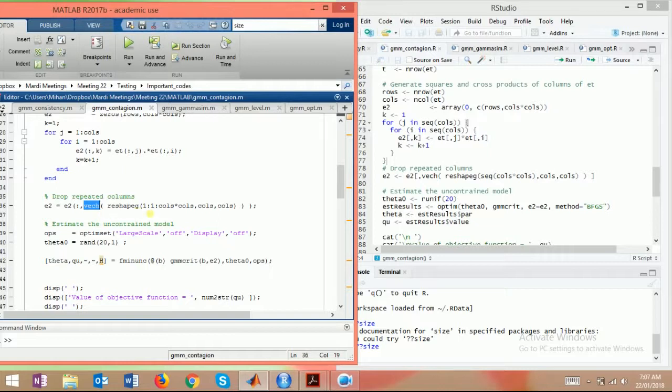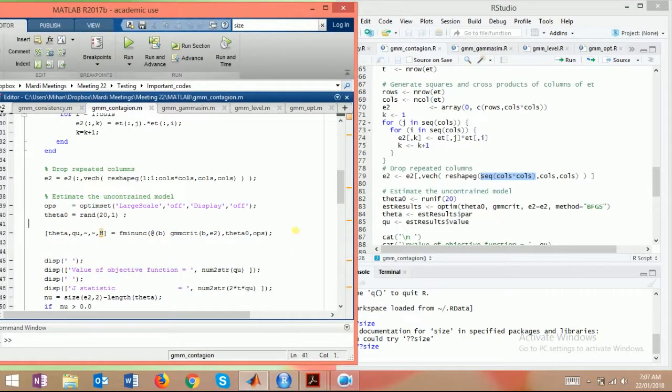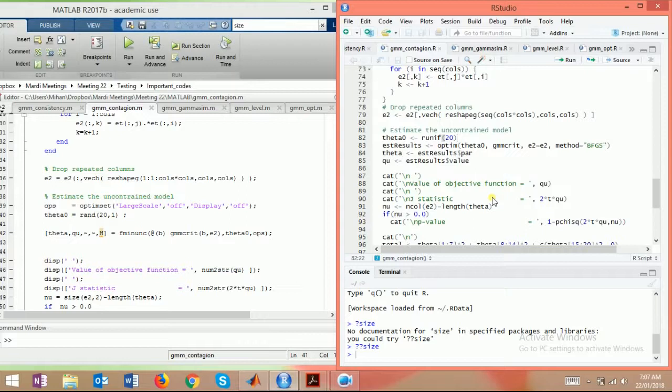So we took all rows, then we do vec, stacking together, reshape to 1 to columns, sequence of columns multiplied by columns, with rows and columns. Reshape has three arguments: y, rows, and columns. Then the unconstrained model is being estimated with theta naught random, 20 rows, 1 column, running optim with E2 equal to E2, method BFGS.